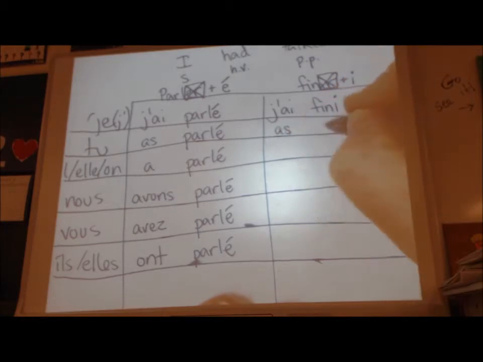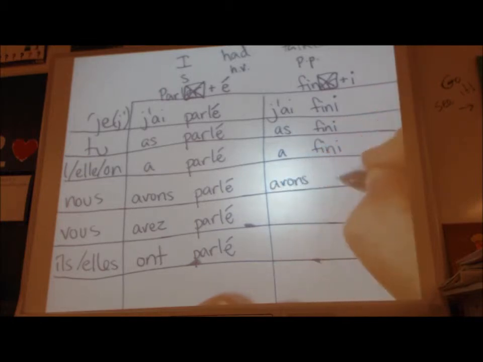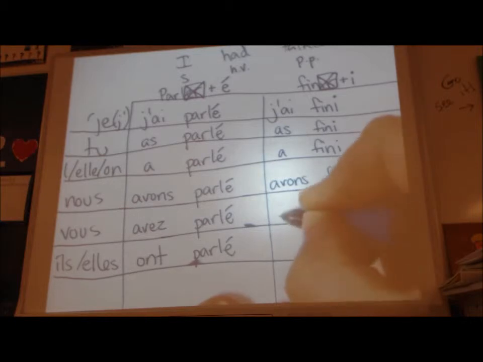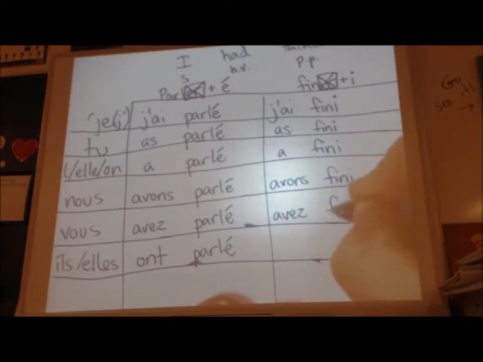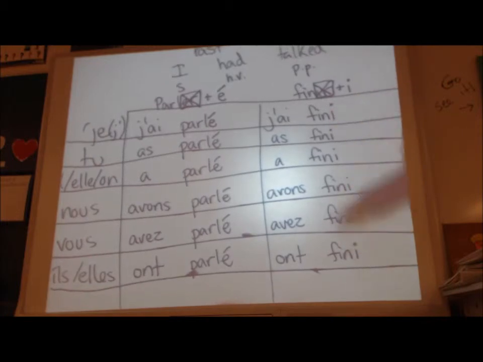So tu as fini. Il a fini. Nous avons fini. Vous avez fini. And ils ont fini. So I have finished, you have finished, he has finished, we have finished, you guys have finished, they have finished. And again, notice my past participle didn't change, only the helping verb conjugated.